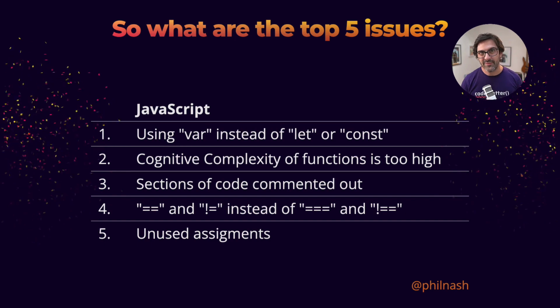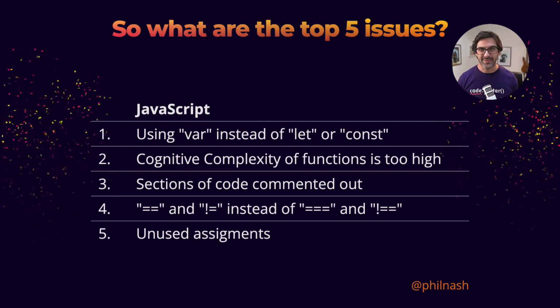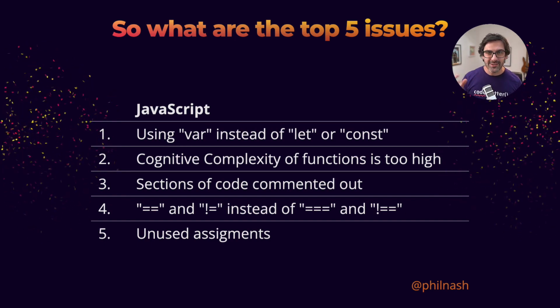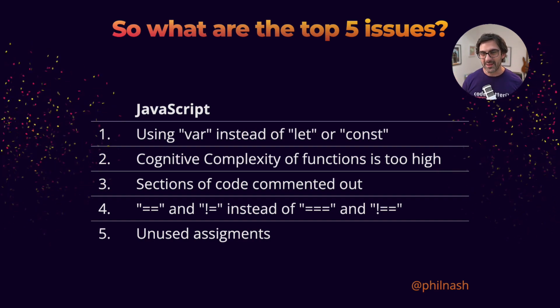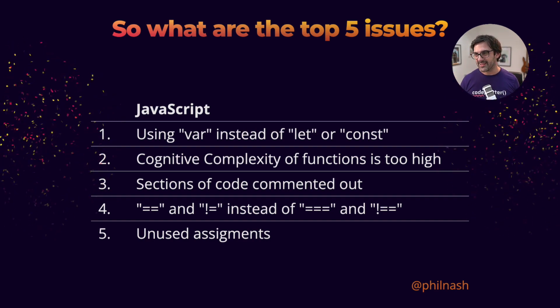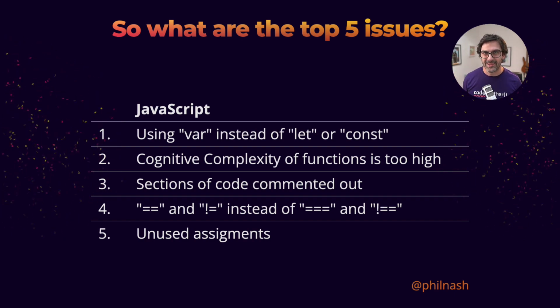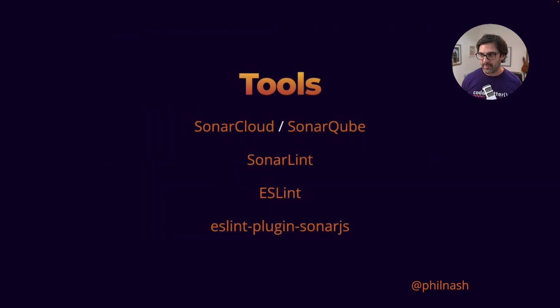And so those are our top 5 most common issues found in JavaScript. We had unused assignments, using double equals, sections of code being commented out, using var instead of let or const, and my favorite, cognitive complexity of functions being too high. As an industry, we can work to bring that complexity down in our own applications and make our lives and the lives of our future programmers happier.